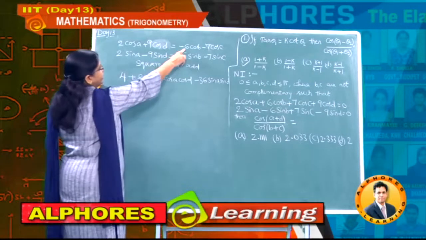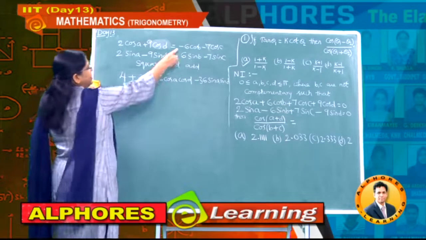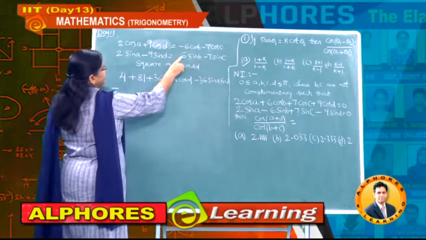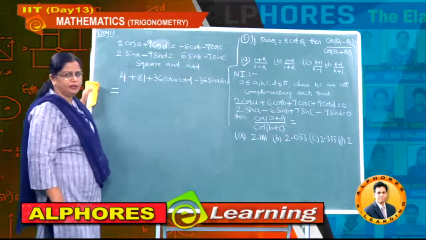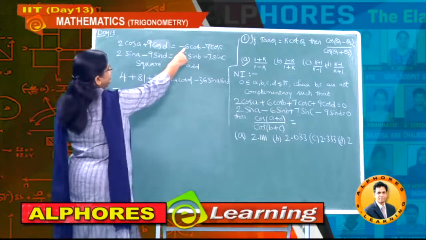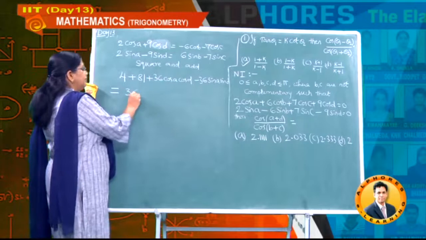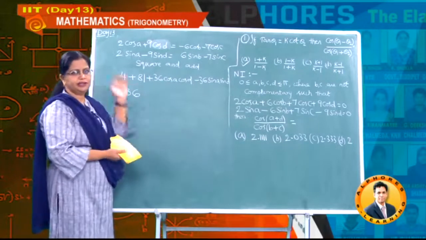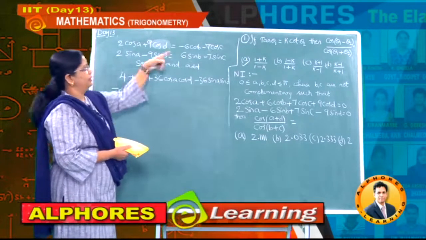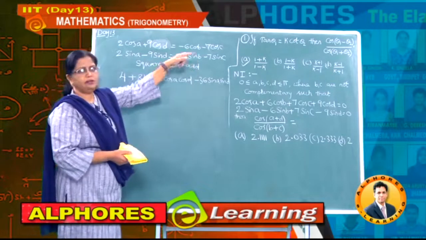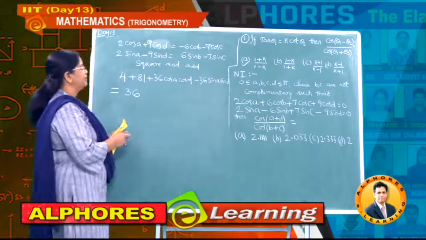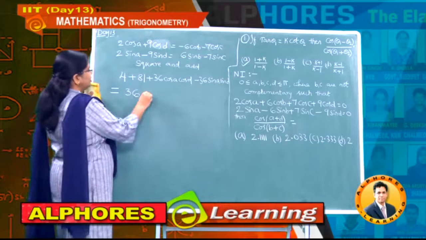Now we are squaring and adding: 36 cos square B plus 36 sin square B, and therefore the value is 36. After that, 49 cos square C plus 49 sin square C, so I will get again 49.